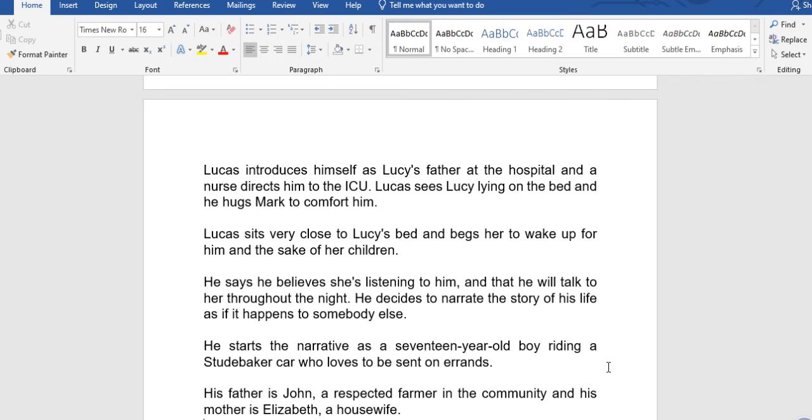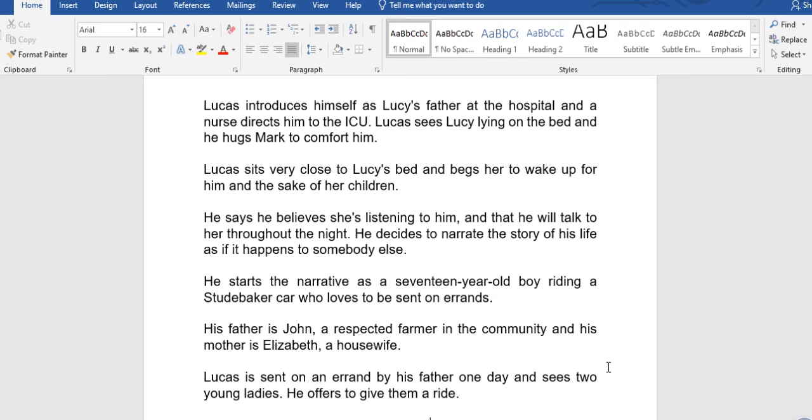Lucas introduces himself as Lucy's father at the hospital, and a nurse directs him to the ICU. Lucas sees Lucy lying on the bed, and he hugs Mark to comfort him. Lucas sits very close to Lucy's bed and begs her to wake up for him and for the sake of her children. He says he believes she's listening to him and that he will talk to her throughout the night. He decides to narrate the story of his life as if it happens to somebody else.